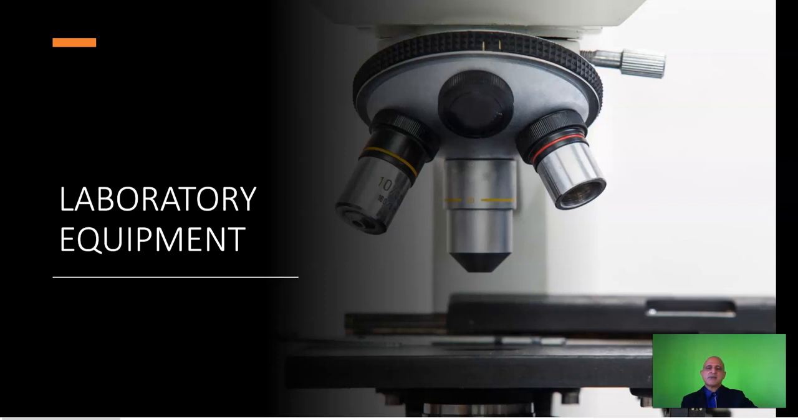The next part of the WHO Laboratory Biosafety Manual refers to laboratory equipment.